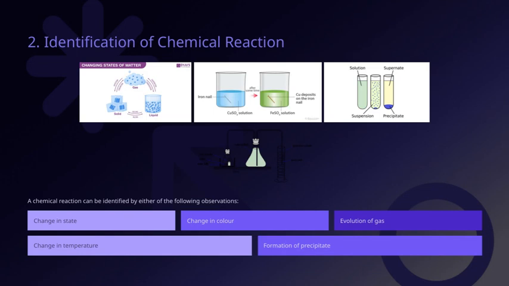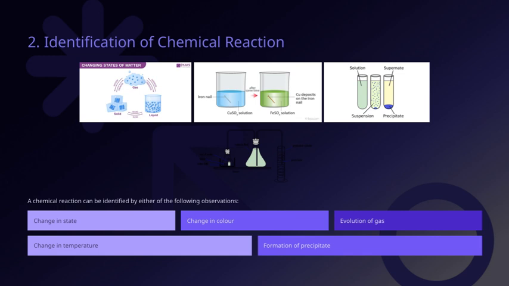Now, let's talk about some key signs that tell us a chemical reaction is happening. One of these signs is the evolution of gas. When a gas is produced, you might see bubbles forming or notice a new smell. Another important indicator is the formation of a precipitate, which is a solid that appears when 2 liquids react together. Changes in color are also common. For example, a solution might turn from clear to cloudy or change to a different shade altogether.